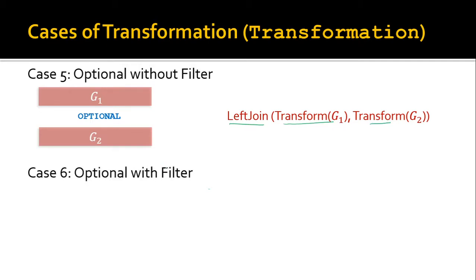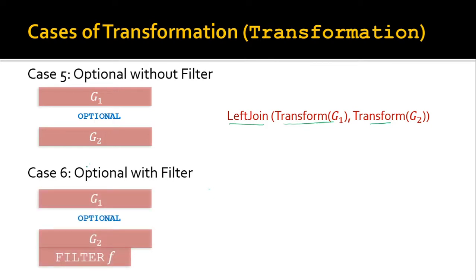Now, the other case is you can have optional with filter. So, optional with filter will have this form. We'll see an example later. So, you have one group graph pattern that is followed by one optional keyword, and that is followed by one group graph pattern, and inside there you have a filter condition, right? So, this filter condition is attached to the second graph, right? So, that is what we call optional with filter.